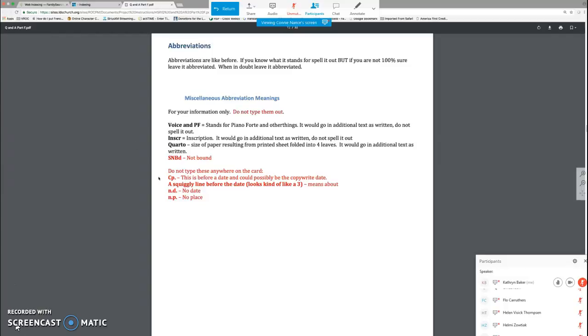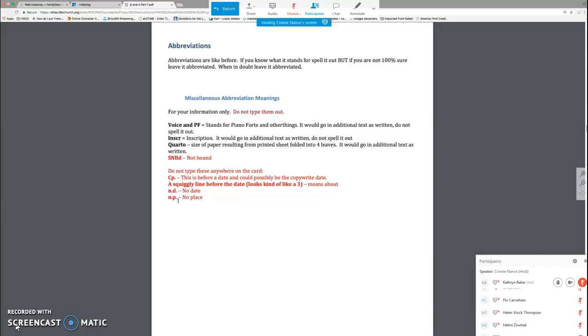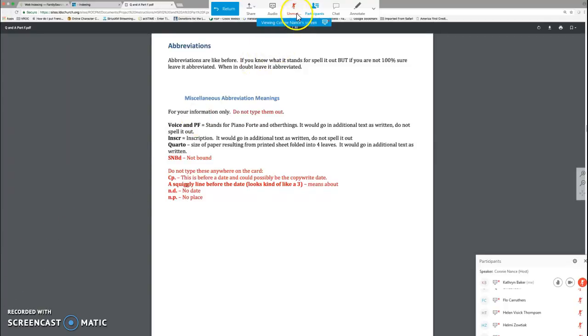And then these abbreviations, do not put them anywhere on the card. CP is a copyright date. N.D. is no date. N.P. is no place. So we don't need it on the card, and there isn't a date, there isn't a place. There is a squiggly line, and I'll show you that in just a second. It's right before the date. It looks like a 3. Don't put that in anywhere.